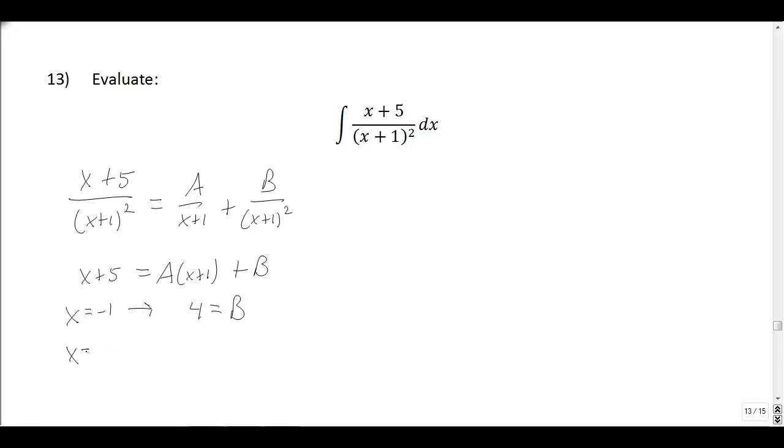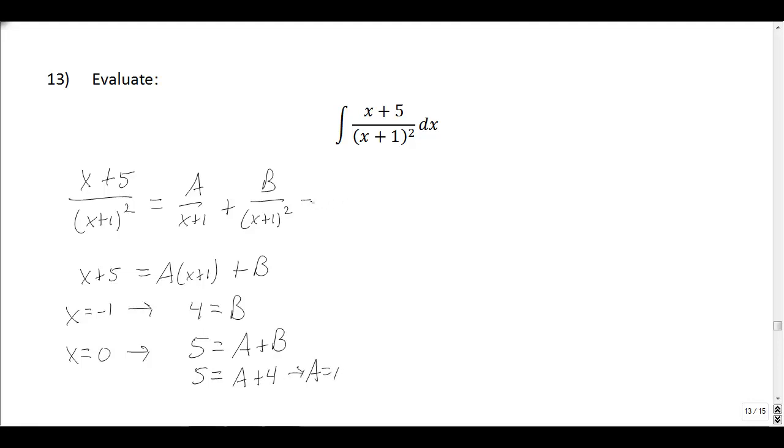I ran out of those here, so I'm going to try something simple. How about x equals 0? On the left, I get 5. On the right, 0 plus 1 is 1, so I get 5 equals A plus B. But I already know 4 equals B, so 5 equals A plus 4. That gives me A equals 1.